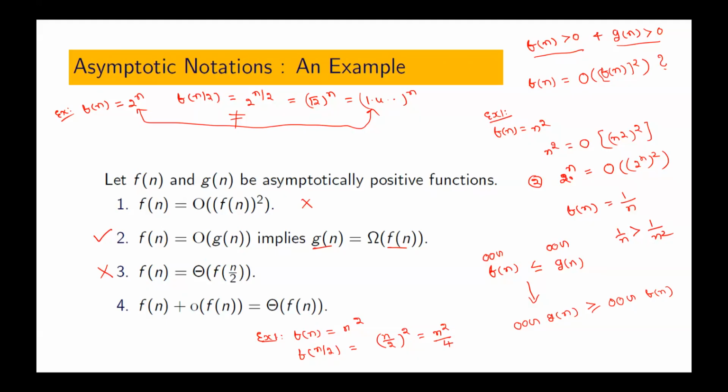It looks like true only. F of n plus f of n, that means this entire order of growth is how much? If f of n I take n square, it is less than f of n here, it is exactly f of n. Overall, this entire order of growth is f of n only.